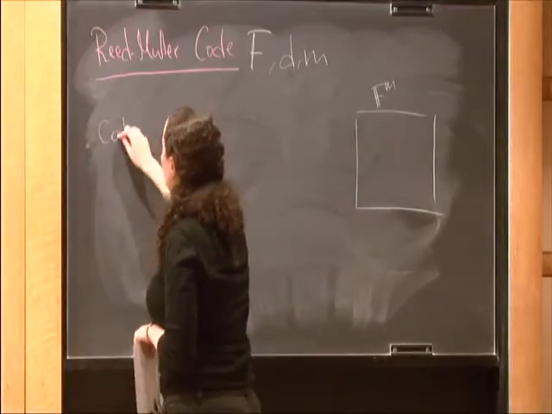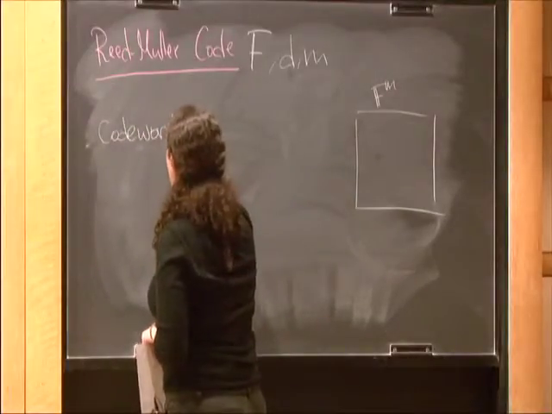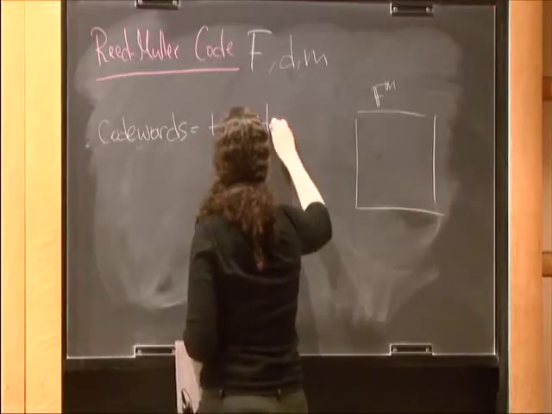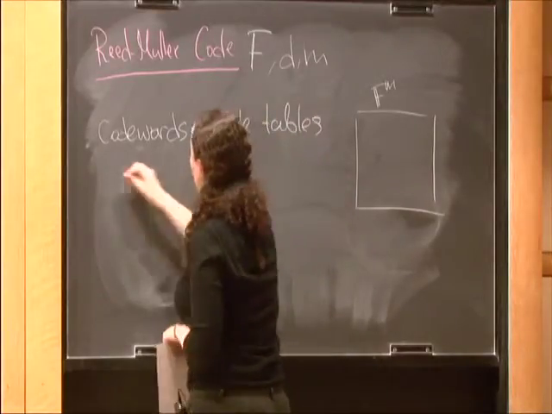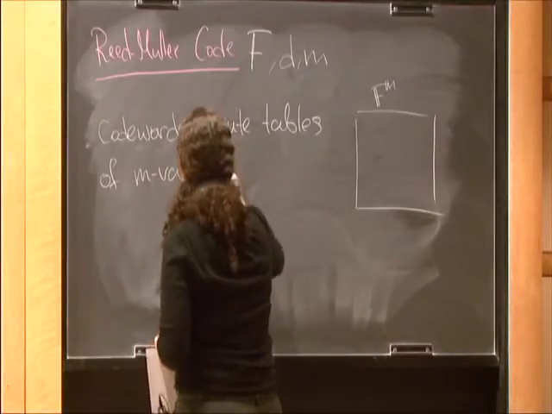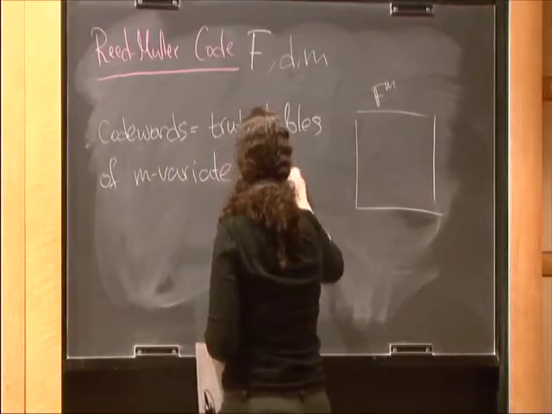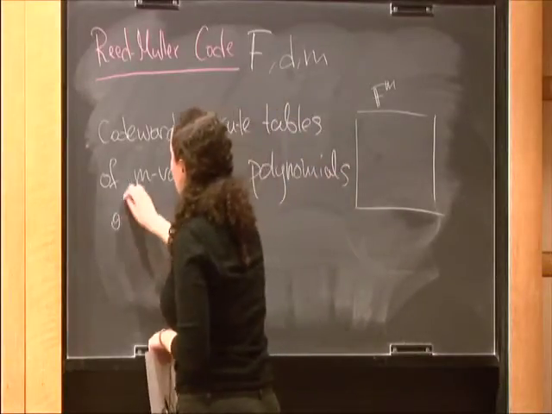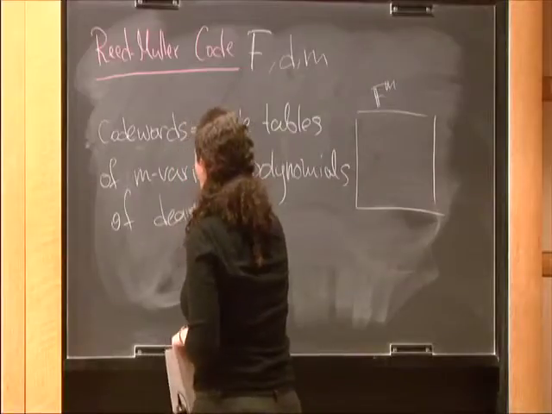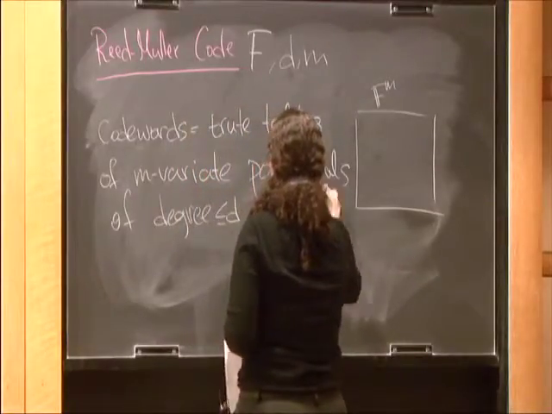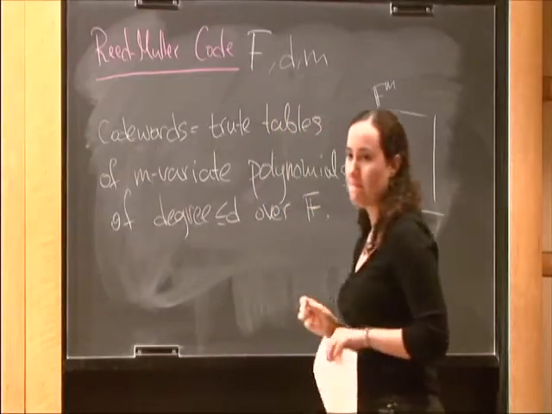The code words are the truth tables of m-variate polynomials of degree at most d over F. Okay?